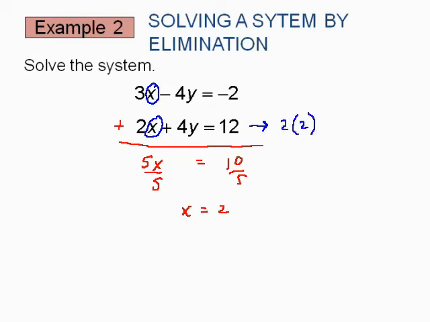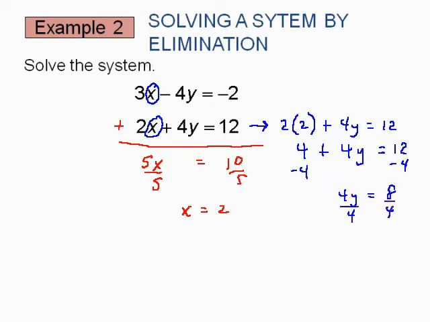So 2 times x is 2 plus 4y equals 12. So we'll end up with 4 plus 4y equals 12. Subtract 4 from both sides. 4y equals 8. Divide by 4. y equals 2.